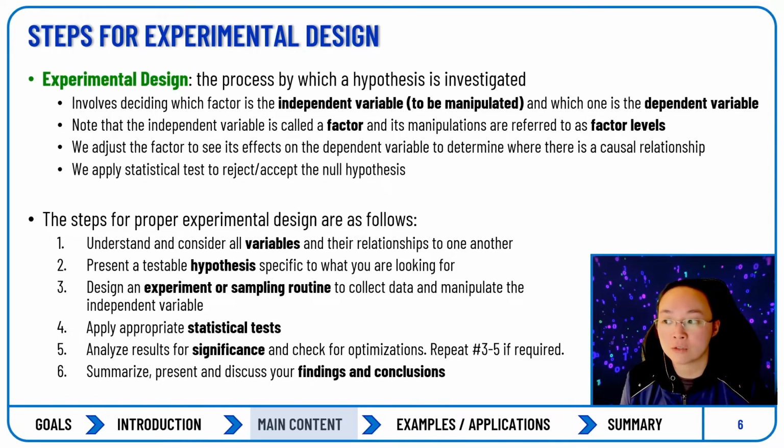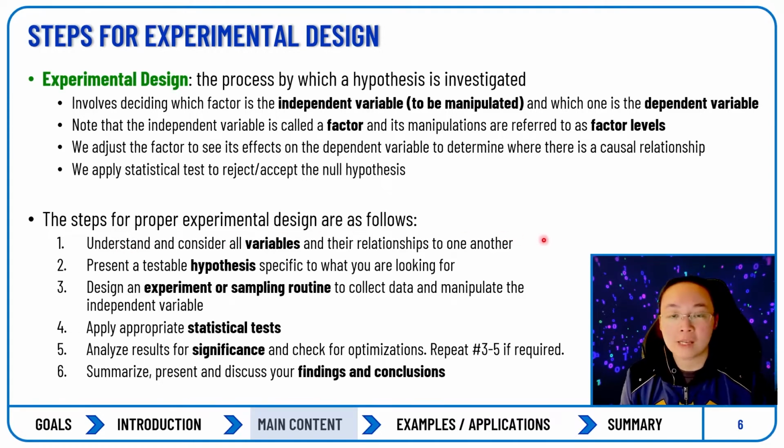So we then adjust the factor to see its effects on the dependent variable to determine whether there is a causal relationship between the two. Afterwards, once we have all of our results, we can apply a statistical test to either reject or accept the null hypothesis. So let's first go through the steps for proper experimental design.